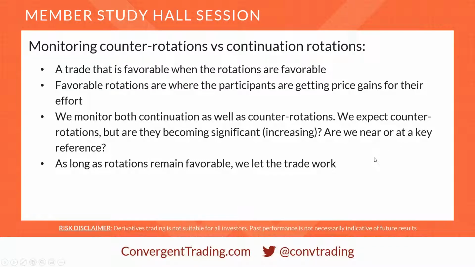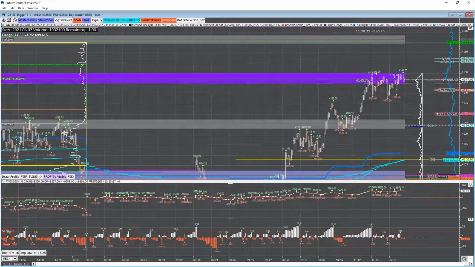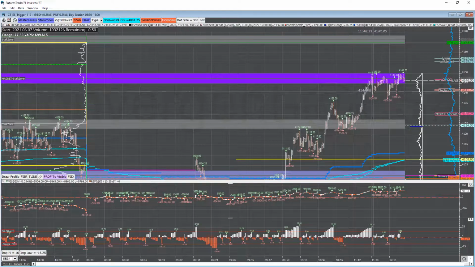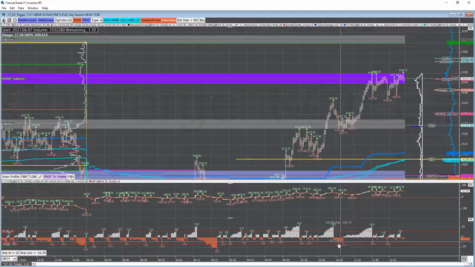You have a market that's rising, rising, good rotations, good rotations. We get to a key reference point, and then all of a sudden, the counter rotations start increasing. So here's a key reference point, and we managed to pull back 22 ticks or more. That's where we put in this counter rotation. But here, I would expect the market to start building a counter rotation that looks like this.